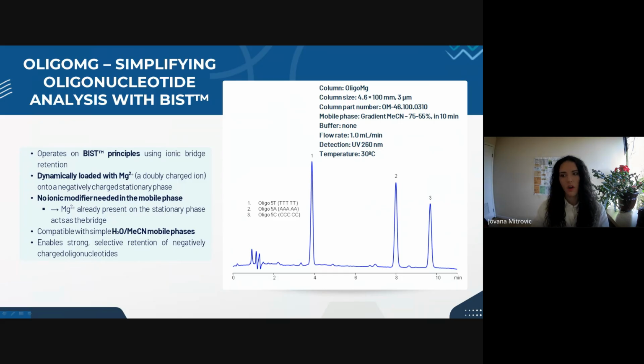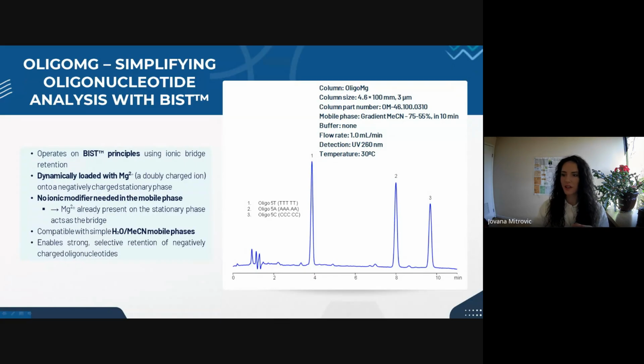While BIST offers a powerful solution for oligonucleotide analysis, we wanted to take that simplicity one step further. So we developed a dedicated column called OligoMG. OligoMG operates on the same foundational principle as BIST, ionic bridging, but with one key improvement. It completely eliminates the need to add any bridging ions into the mobile phase. Here is how it works.